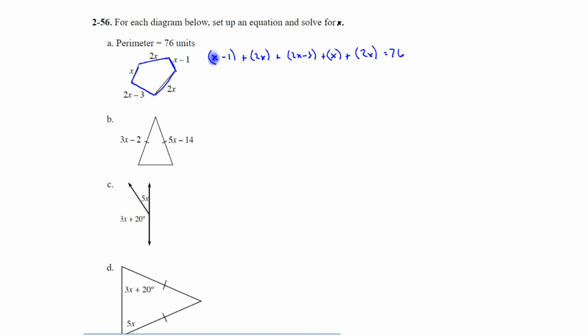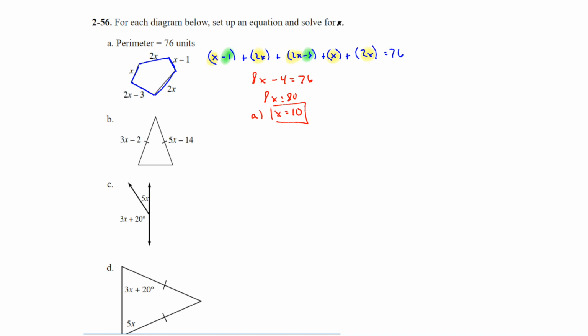And we have, let's use a different color there, 1x plus 2x plus 2x plus x plus 2x. That will be 3, 6, 7, 8x. And then we can add the constants. It looks like we have a negative 3 and a negative 1. Looks like that's it for that one. And so what is that? Minus 4. And that's equal to 76. So then we can add 4, and then divide by 8 to get x is equal to 10. And this is for part A.